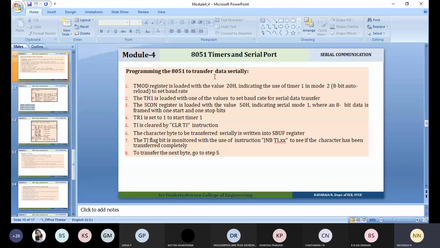I will give one program, and you have to analyze that. Whatever steps I have written here, by making use of these steps only, you are going to write the program. This is like your algorithm.